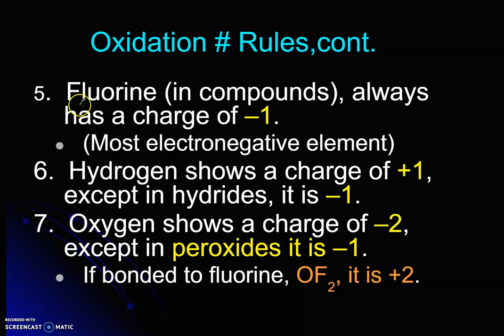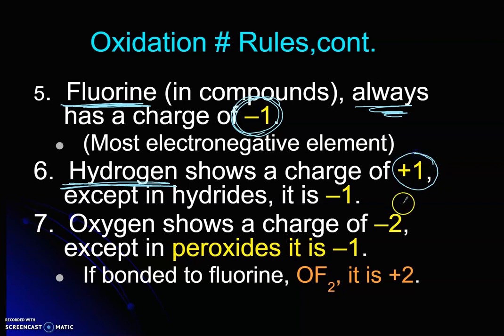Rule number 5 is a biggie because we're talking about fluorine. Fluorine is the most electronegative element, so in compounds, it will always and forever have a charge of 1-. Hydrogen is another very common element. It will almost always be a 1+, except for hydrides where it is a 1-. This is what we saw in set 1, and this is what we saw in set 4 of our common ion sheet.